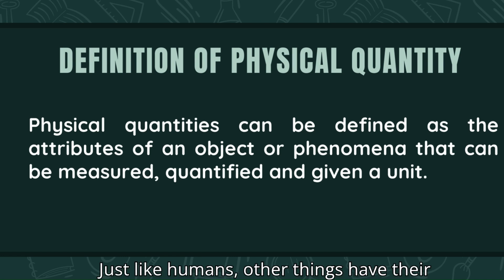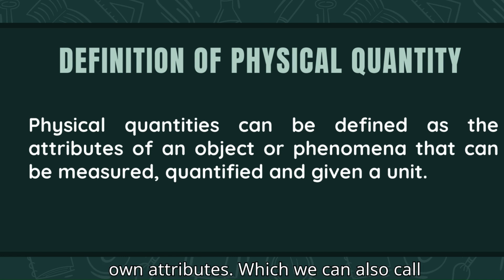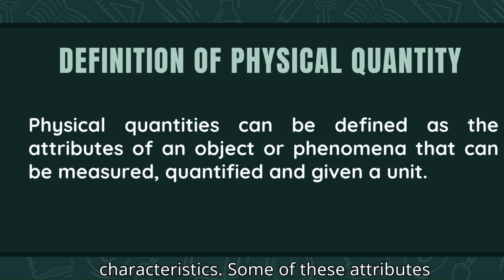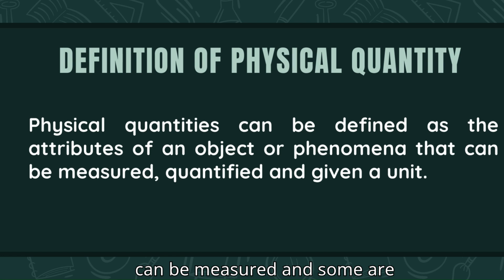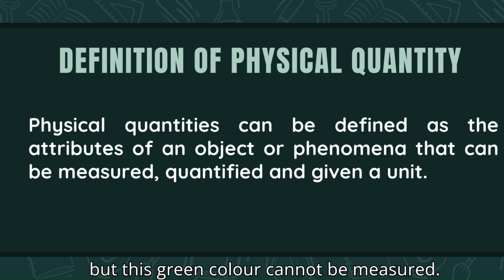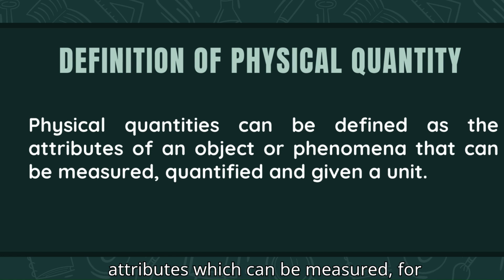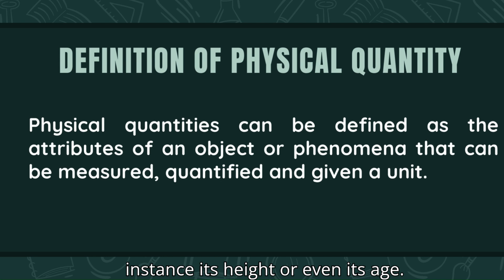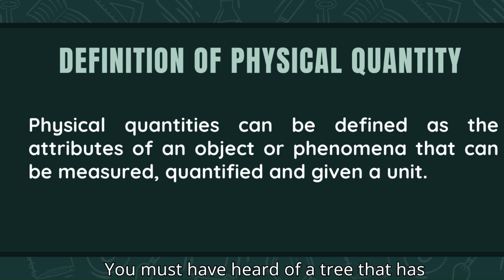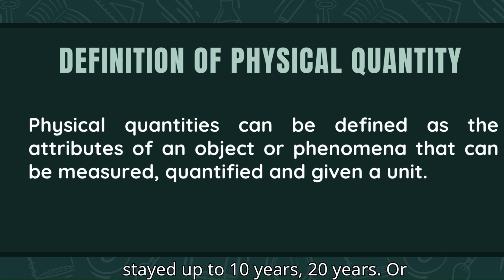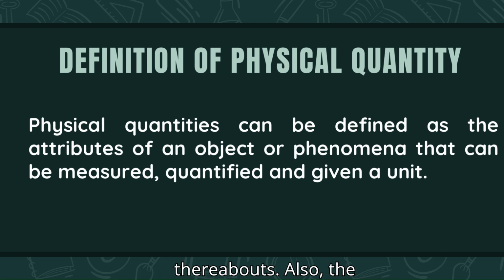Just like humans, other things have their own attributes, which we can also call characteristics. Some of these attributes can be measured, and some are immeasurable. For instance, the leaves of a mango tree are green, but this green color cannot be measured. However, the tree has other attributes which can be measured, for instance, its height or even its age. You must have heard of a tree that has stayed up to 10 years, 20 years or thereabouts.